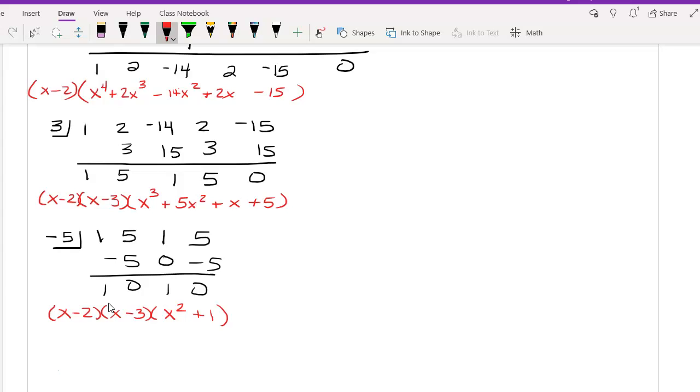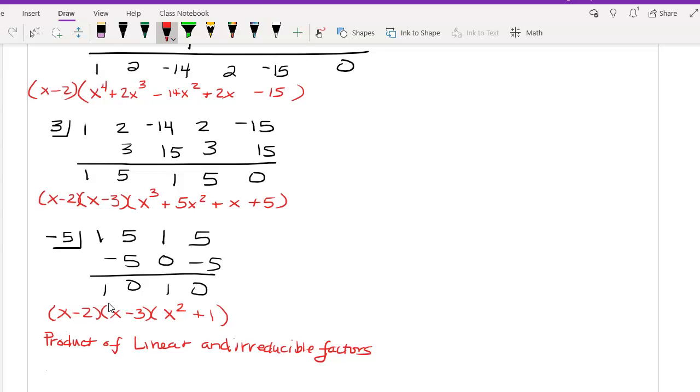This is our product of linear and irreducible factors. So that's part A. Here's our linear factor, here's our linear factor, here's our irreducible factor, because this is x squared plus 1. It cannot factor any further because it is a sum of perfect squares.